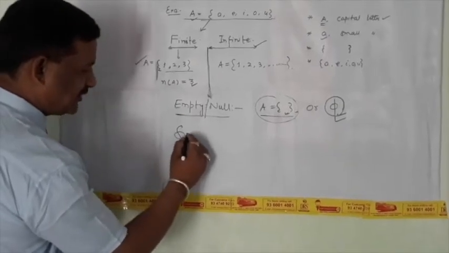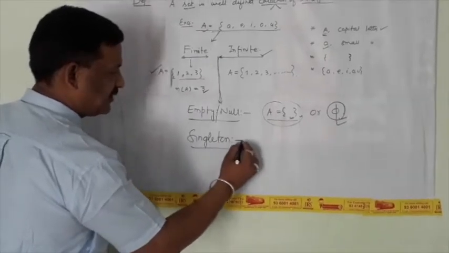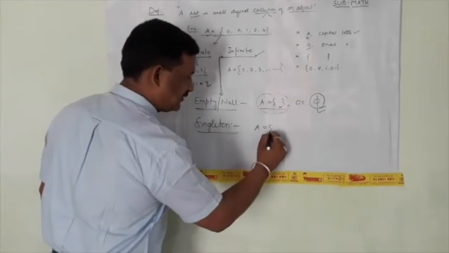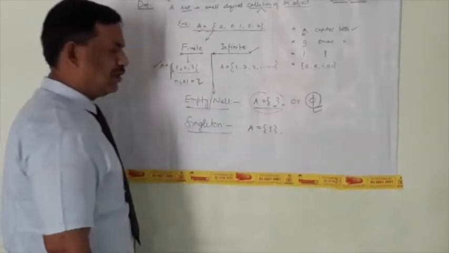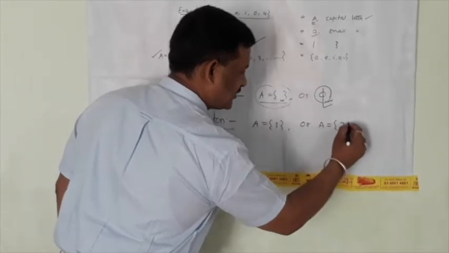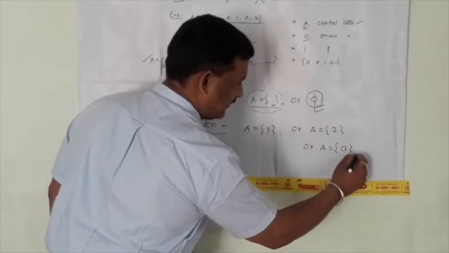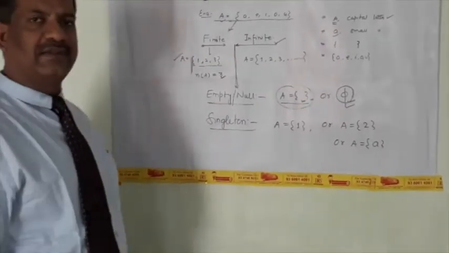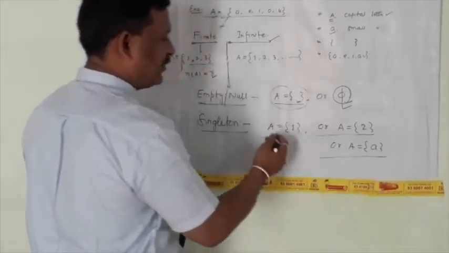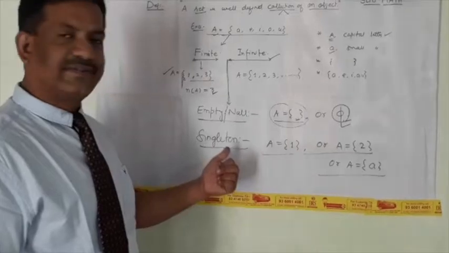Now move on to another set, which is called the singleton set. What is the meaning of singleton set? With the help of examples, we can say that if A is the set curly bracket only 1, or A is written as curly bracket 2, or A is the set curly bracket containing the alphabet a. So these are some examples of the singleton set, because by definition, a set which contains only one element is called a singleton set.